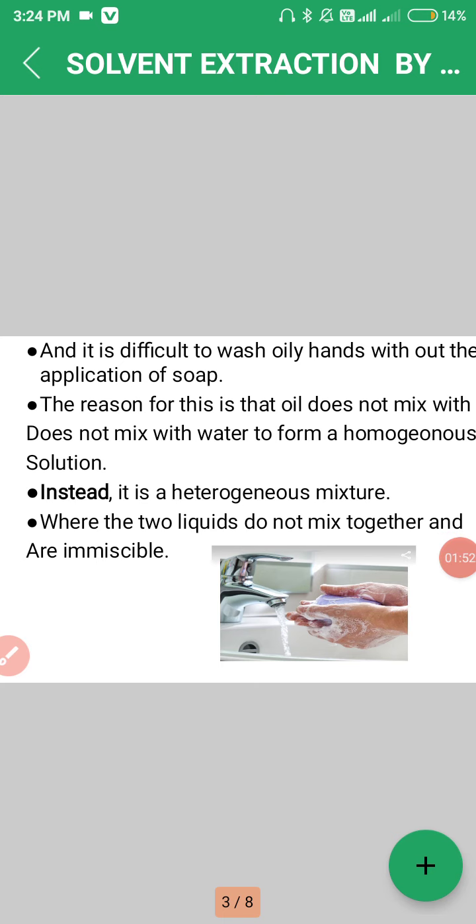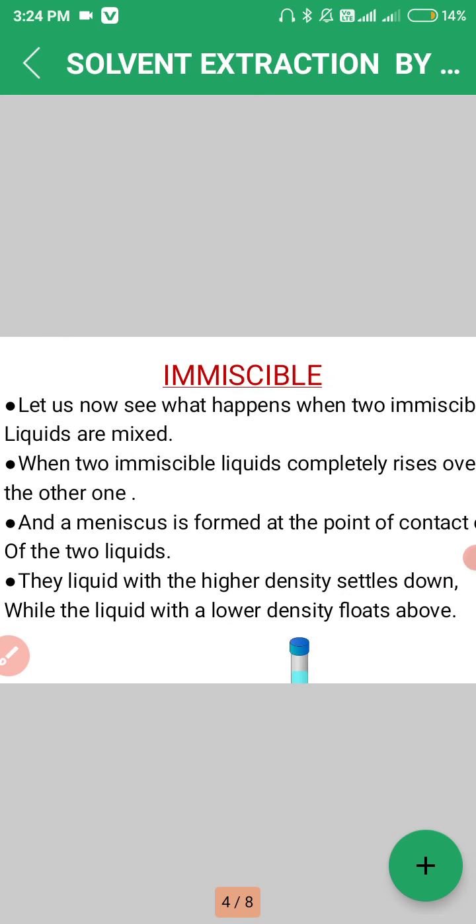What is immiscible? Let us now see what happens when two immiscible liquids are mixed. When two immiscible liquids are mixed, one rises over the other, and a meniscus is formed at the point of contact of the two liquids. The liquid with the higher density settles down, while the liquid with the lower density floats above.